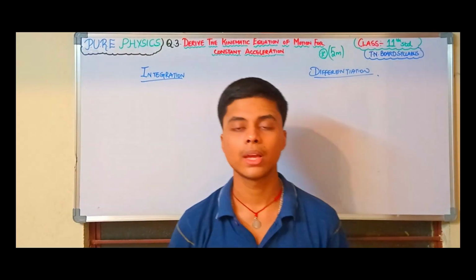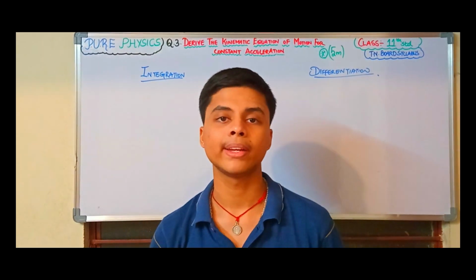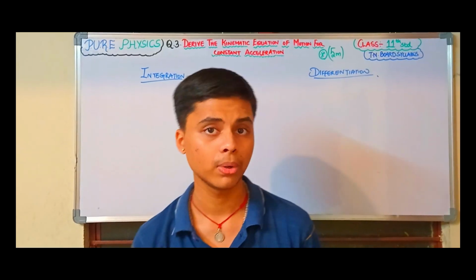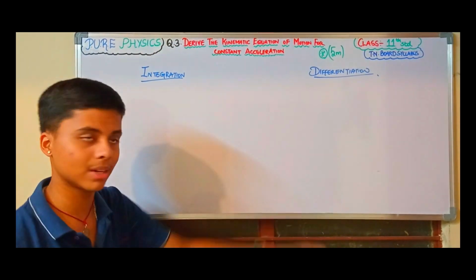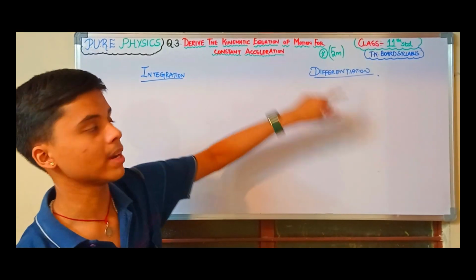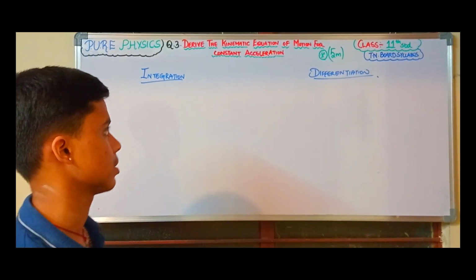Welcome to P.U.R.E. Physics. Today we're going to see chapter number 2, Kinematics of Class 11 Physics Tamil Nadu Board. And today's question is question number 3 from the long answer section. Derive the kinematic equation of motion for constant acceleration.